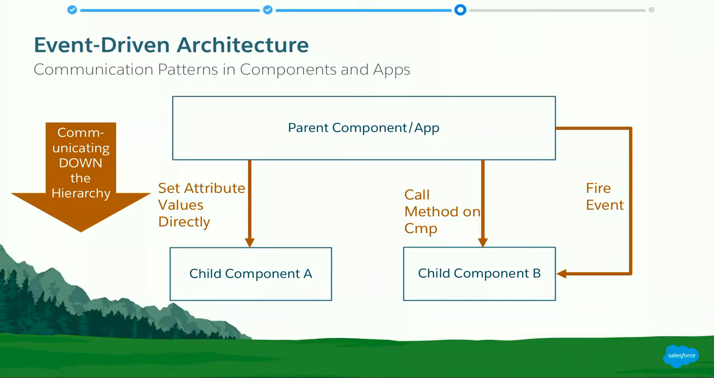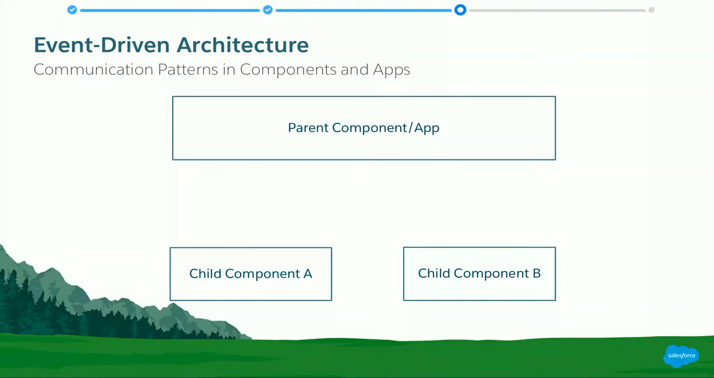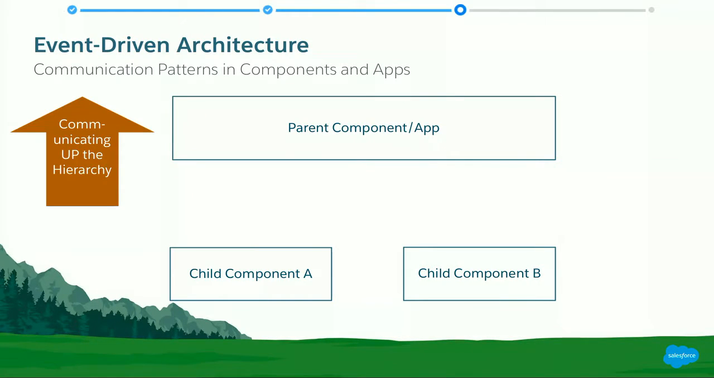Now, it goes a little bit differently when we're talking about communicating up the hierarchy, because a child component needs to be independent of its parent. It doesn't know where it lives. So virtually all of the time, you're going to be firing off events. That's the only way that a child component is really going to be able to communicate up to its parent or out to a sibling.